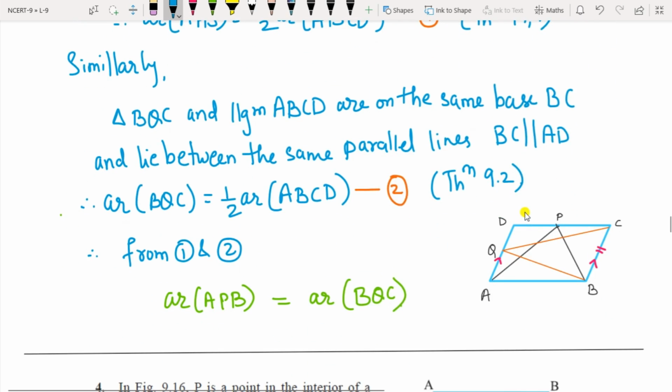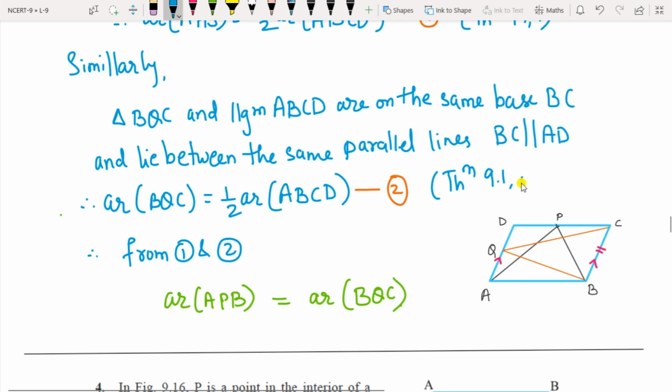Similarly, we will consider again triangle BQC and parallelogram ABCD here. Now this BQC, the orange triangle, and the parallelogram ABCD lie on the same base BC here, and between the two parallel lines AD and BC, and therefore area of this triangle BQC will be half of area of parallelogram ABCD. That is from the same theorem.